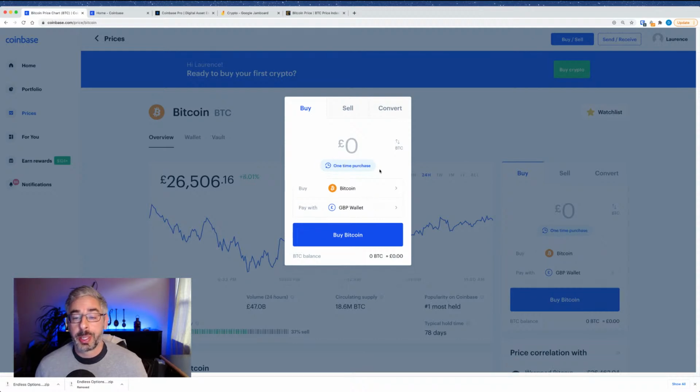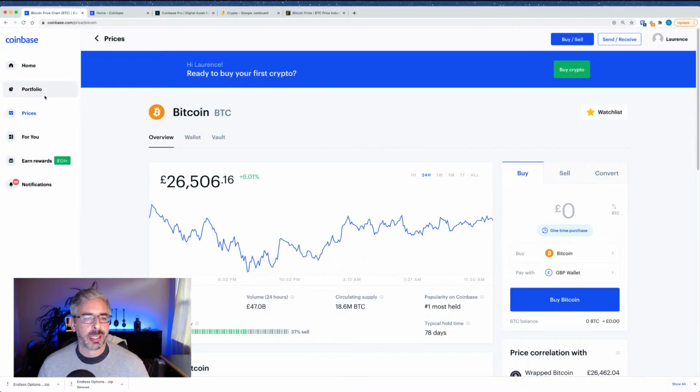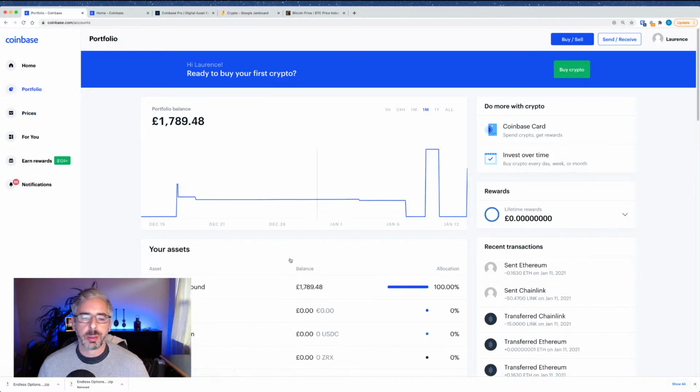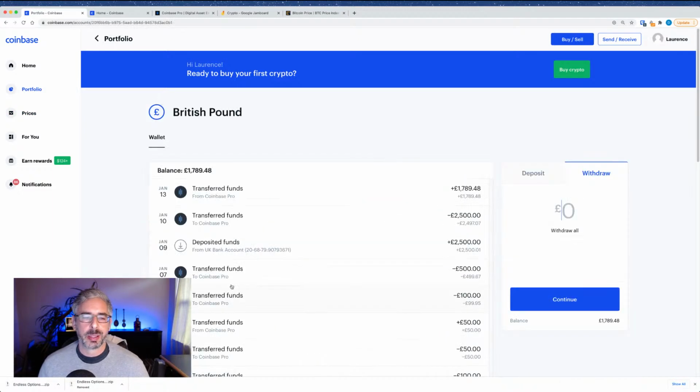I already have money in my account. So that's what's going on there. And it still doesn't show you how to deposit from your bank. How you do this is very hidden, but you go into portfolio over here on the left, and then you click on British pounds. That's how you make a deposit.